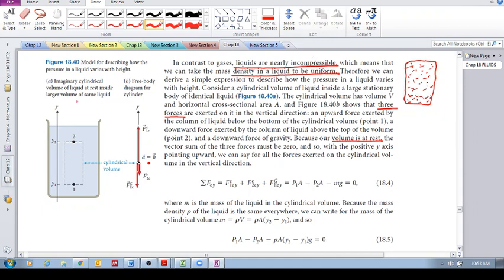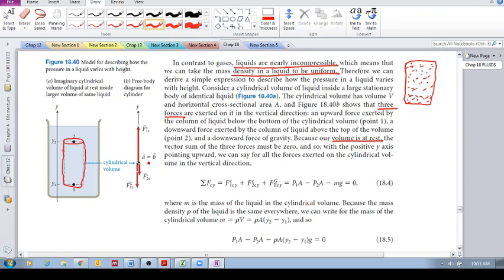Okay, so let's consider this container with a liquid in it. And we want to consider an imaginary cylindrical volume of liquid. So here is our cylinder, and we want to see what's happening to it. This is called point 2, and that's called point 1, and that is depth y2, and that is depth y1.